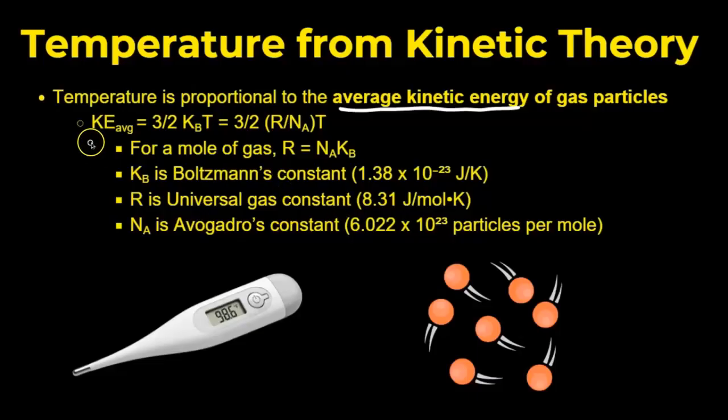So the first way is to state that the average kinetic energy is equal to 3/2 times the Boltzmann's constant times the temperature. The second way is to say that the average kinetic energy is equal to 3/2 times R divided by Avogadro's constant times the temperature. Both of these equations are equivalent because for a mole of gas, the universal gas constant is equal to Avogadro's constant times the Boltzmann's constant.